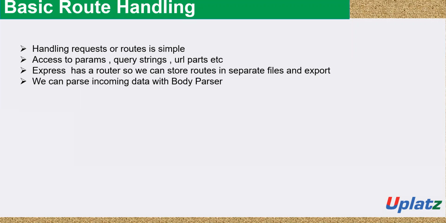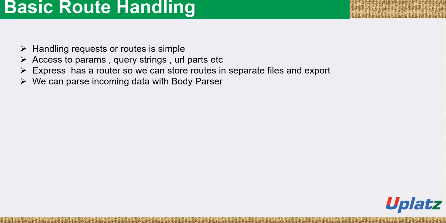And moreover, we can parse incoming data with a built-in middleware called body parser. From the latest version of Express, we have a body parser middleware which is inbuilt. If you are using earlier versions of Express, we need to install body parser separately. So basically, this body parser is a middleware function which allows us to parse the form data, and moreover, we can start working with file uploading and all. Fine. So that's about basic route handling with respect to Express.